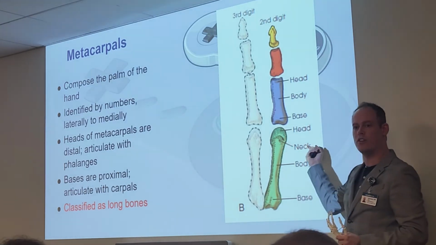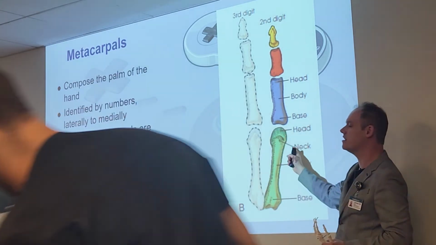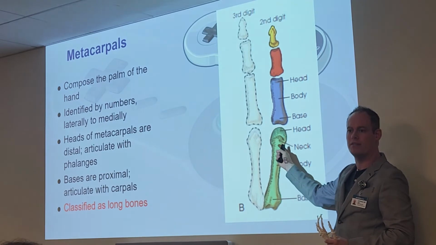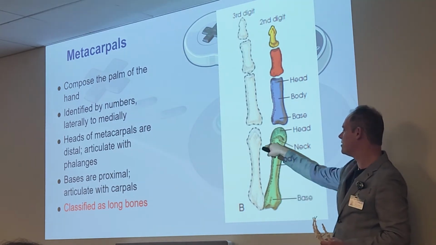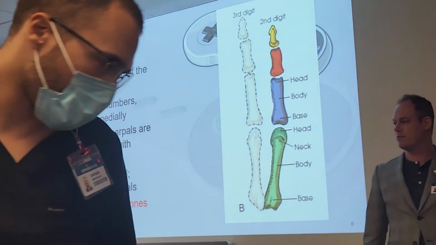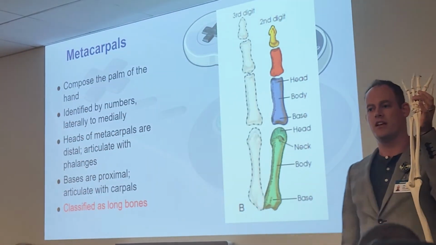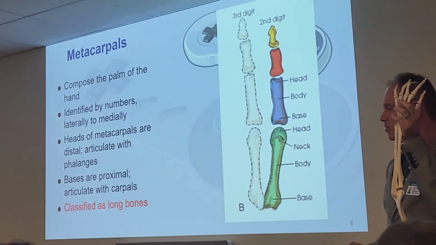The metacarpal does have one unique landmark. Right underneath the head is the neck of the metacarpal, right here. Head, body, base, but also the neck. The more elongated a long bone is, the more likely they'll have one of those necks on them. We'll see that as we move forward.